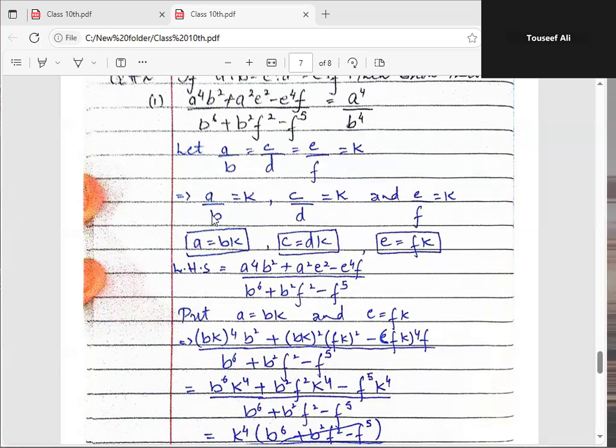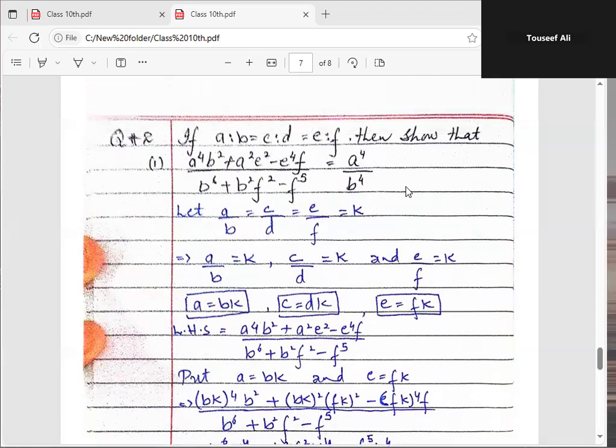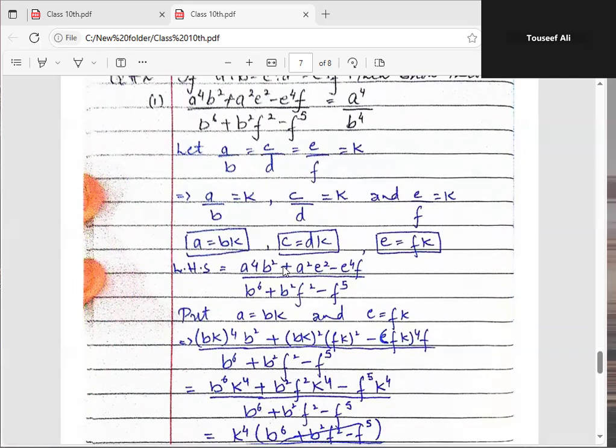But there b is in division form. When we shift this toward this side, it becomes a equals bk, and here c equals dk, and here e equals fk. Now we have to show this question. So first we consider its left hand side.